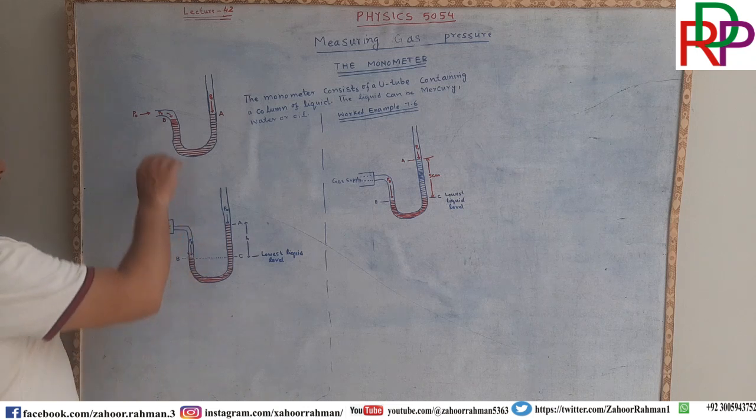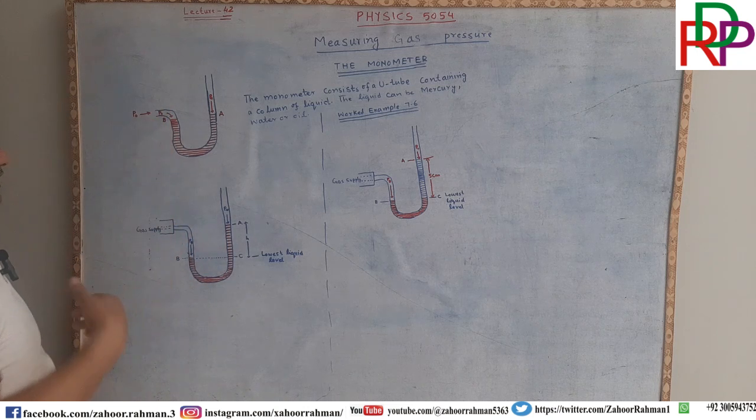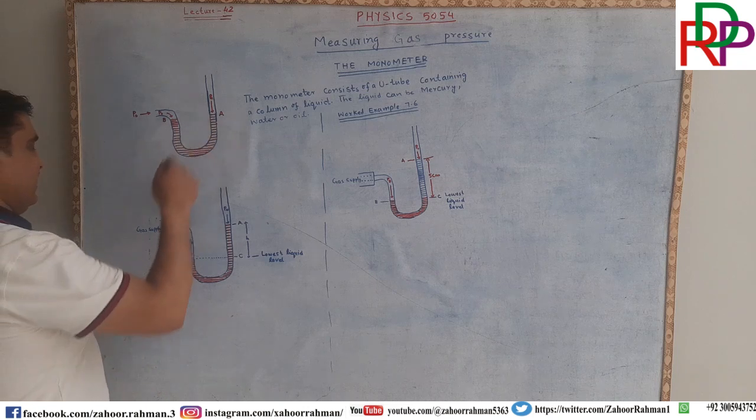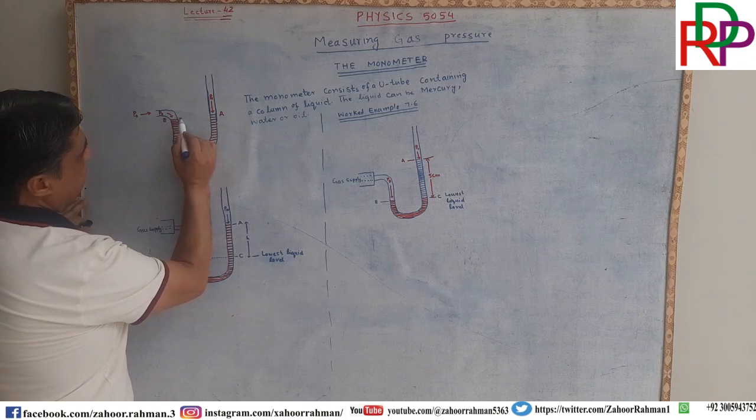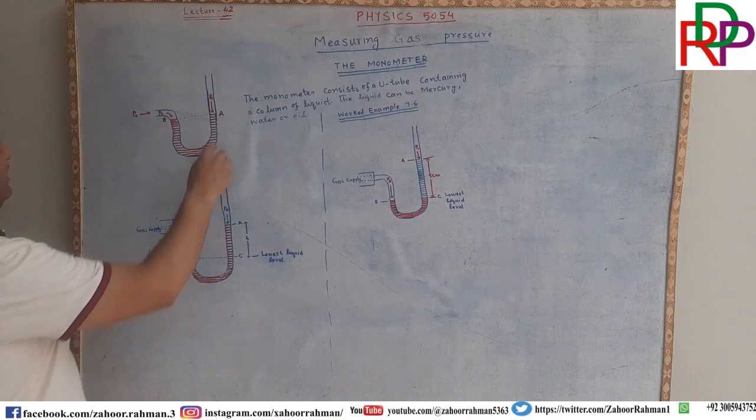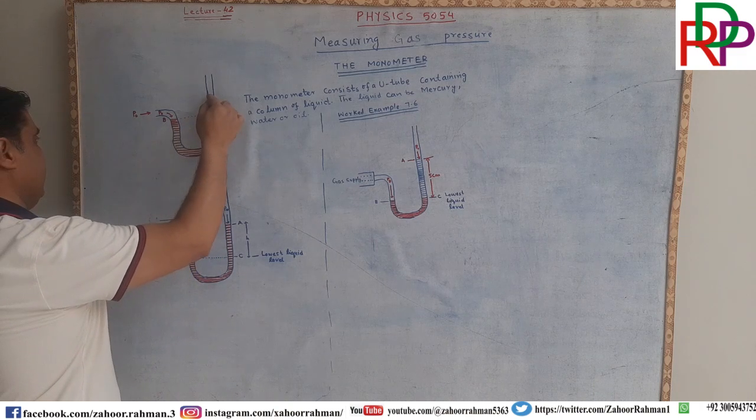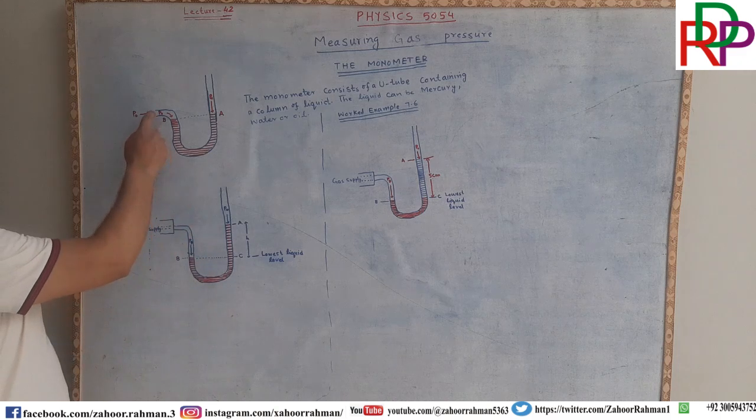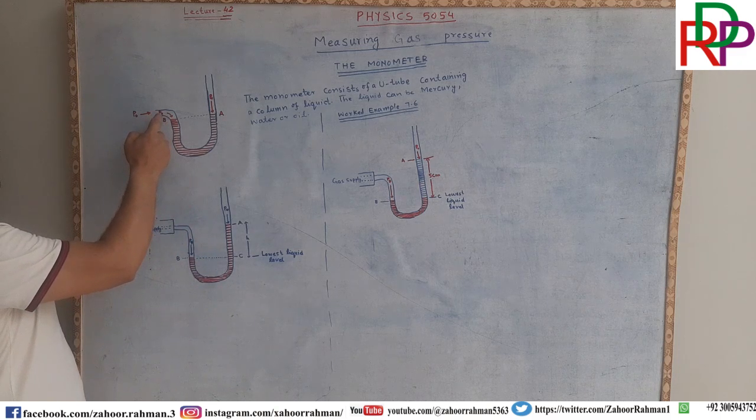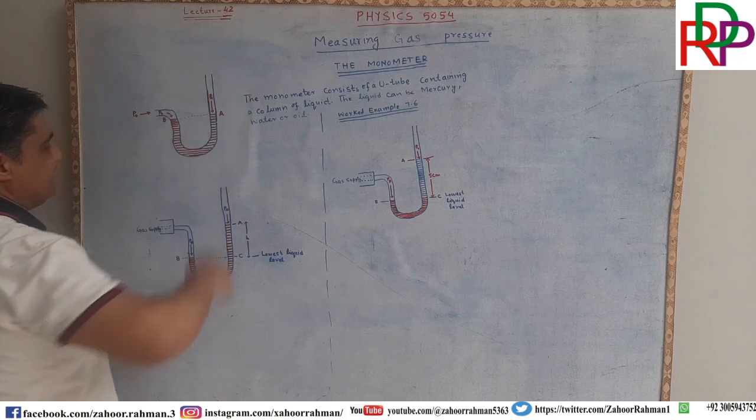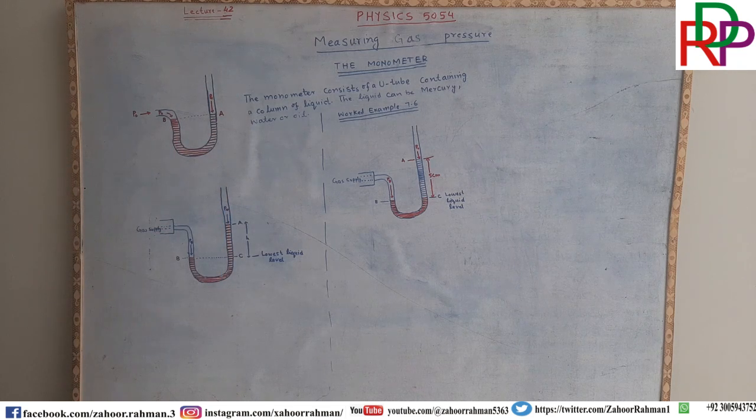Ladies and gentlemen, when no gas supply is attached to this manometer, the mercury level settles at a common level, because on both sides of the liquid, that is on A and B, only atmospheric pressure is working. From point B there is P naught, that is atmospheric pressure, and here also this is open, not sealed one, just like in the case of a mercury barometer.